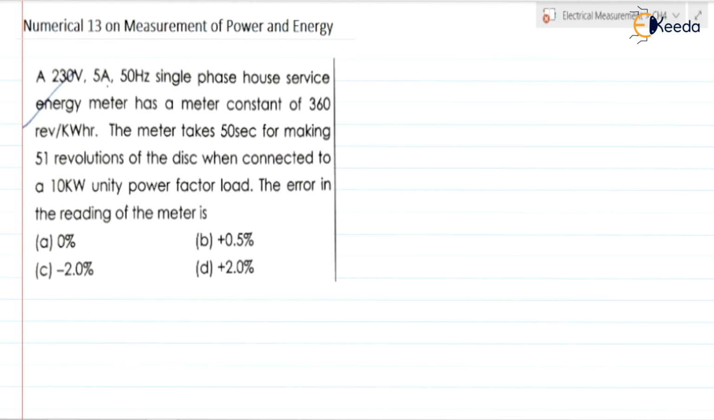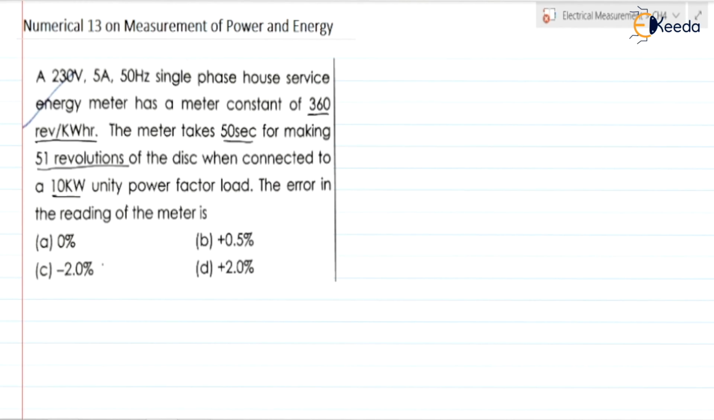A 230 volt, 5 ampere, 50 hertz single phase house service energy meter has a meter constant of 360 revolutions per kilowatt hour. This means when the meter completes 360 revolutions, the energy recorded is 1 kilowatt hour. The meter takes 50 seconds for making 51 revolutions of the disk when connected to a 10 kilowatt unity power factor load. The error in the reading of the meter is, and they have given the 4 options.